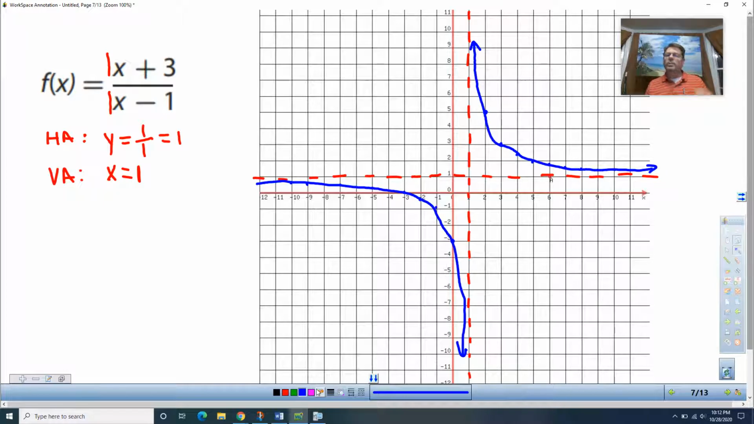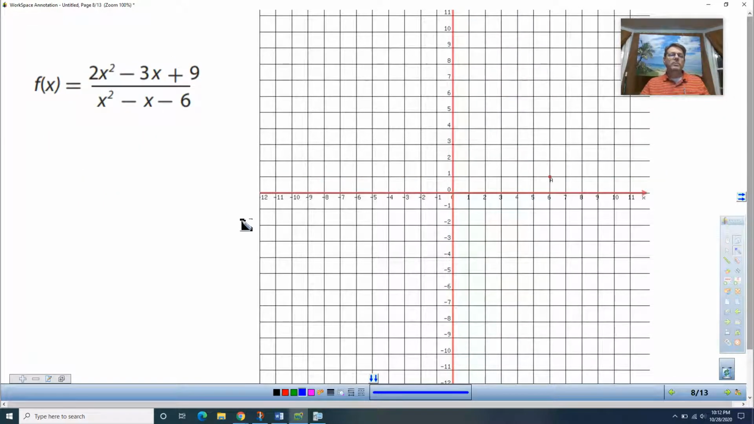Let's do another example when the degrees are equal. So here's another one. So the degree of the numerator is 2, the degree of the denominator is 2, so they are equal degrees. Okay, and it says when we're equal degrees, we're going to have to take the number in front here, the 2, and then the number in front here, 1. So my horizontal asymptote is going to be y equals 2 over 1, also known as 2.